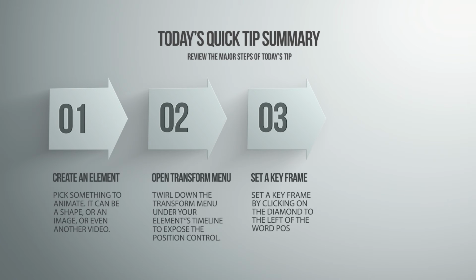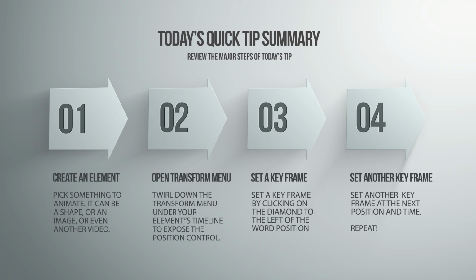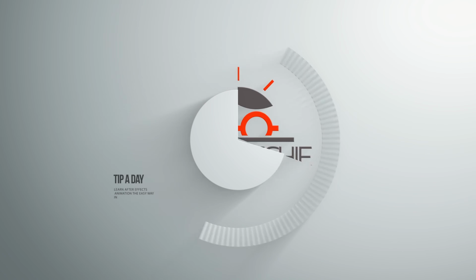3. Set a keyframe by clicking on the diamond to the left of the position. 4. Move your element to the next position, set another position keyframe at the new space and time, and repeat. Now you know the basics of animating movement in 2D space in After Effects.